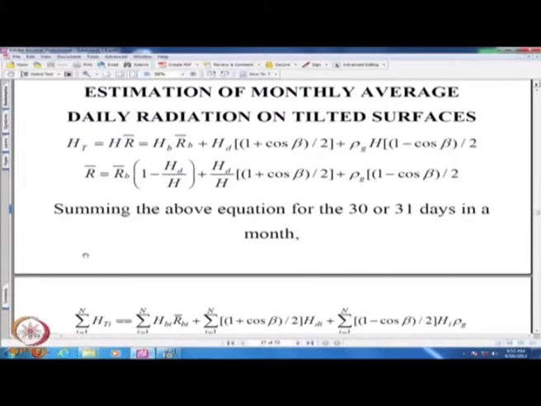We have talked about estimating the conversion factor from solar radiation on a horizontal surface to any tilted surface on a daily basis. The calculations, with a suitable approximation, we could do with one single multiplication factor applied to the solar radiation on a horizontal surface without calling for hour by hour calculations. Now, can we do something similar to estimate the monthly average daily radiation on tilted surfaces?